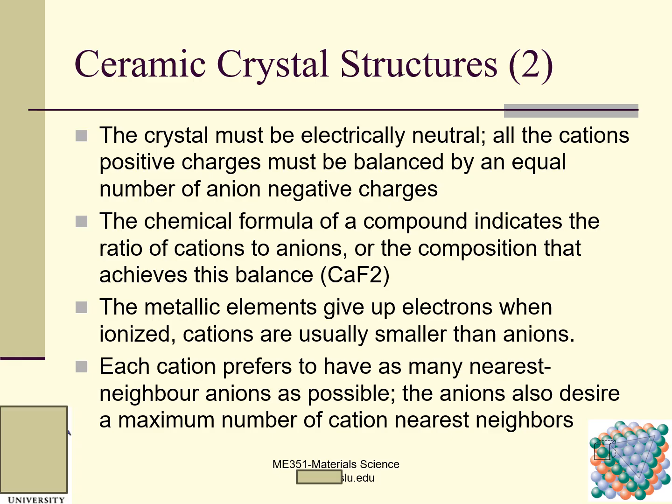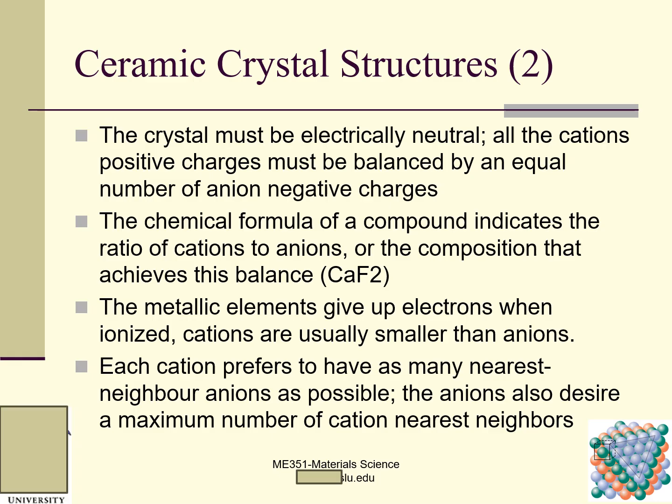We have one calcium atom and two fluorine atoms and ions. Now this time we call them ions because the calcium gives up the electrons, and fluorine acquires the electrons. The metallic elements give up electrons when ionized. Cations are usually smaller than anions.